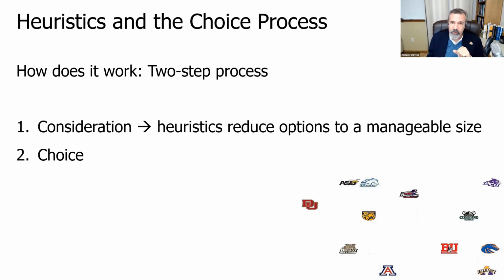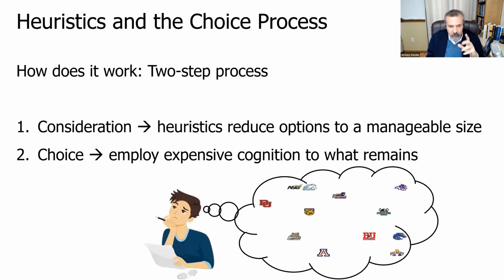Once you have the manageable set, you now use choice. And choice is the cognitively expensive thing. You're going to think carefully about these things. So you weigh University of Arizona against Texas Tech, and you look at all sorts of things. You talk to people, maybe you visit the two campuses. You're in the choice stage now. So you use the heuristic to knock your set of possible options down to something manageable, and then you employ choice, which is cognitively expensive, to think about these options.